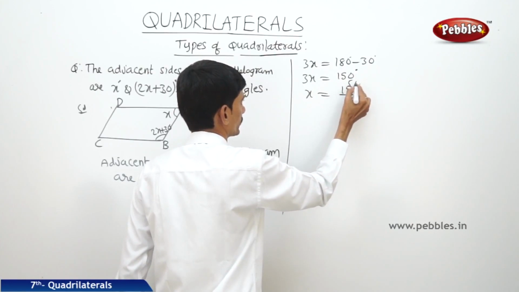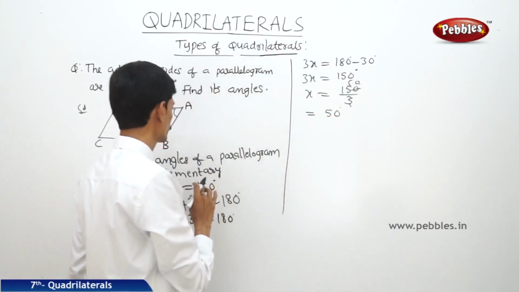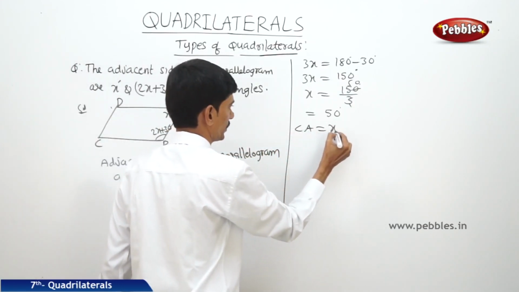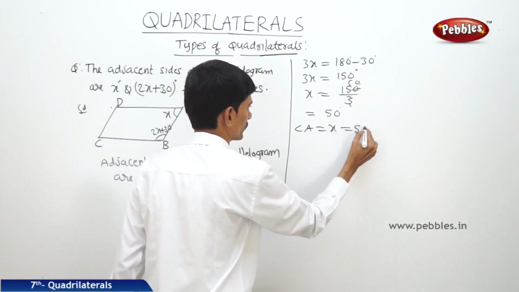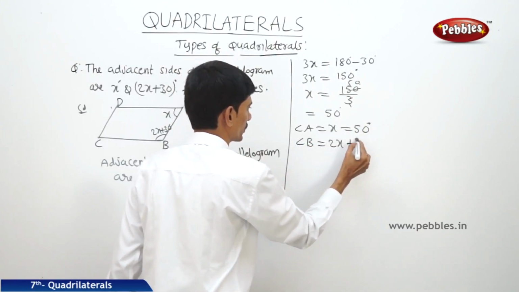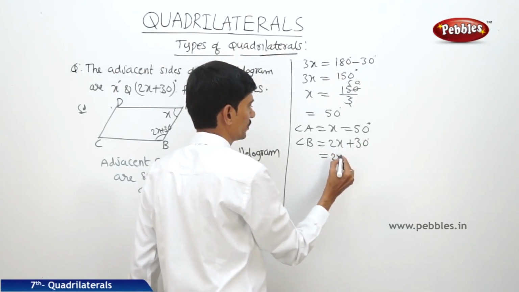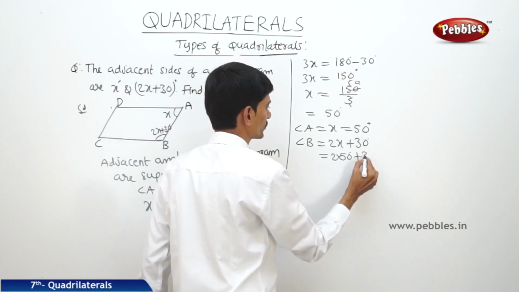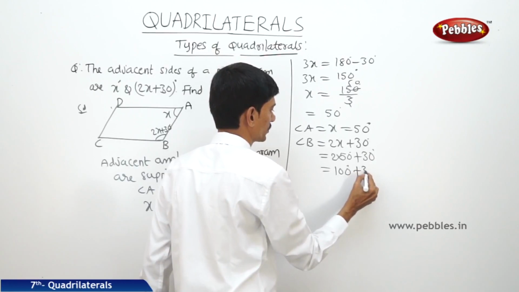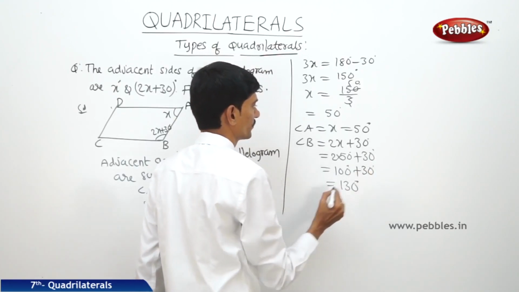3 ones are 3, 3 fives are 15, so x is 50 degrees. So angle A equals x, that equals 50 degrees. Then angle B equals 2x plus 30 degrees. So that equals 2 into x value 50 plus 30 degrees. 2 fifties are 100 degrees plus 30 degrees. So this equals 130 degrees.